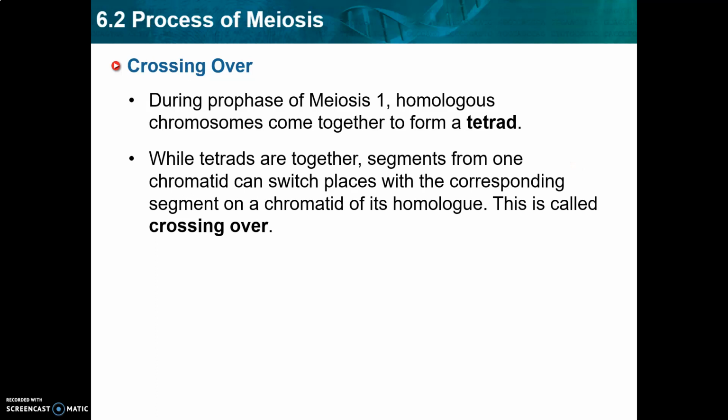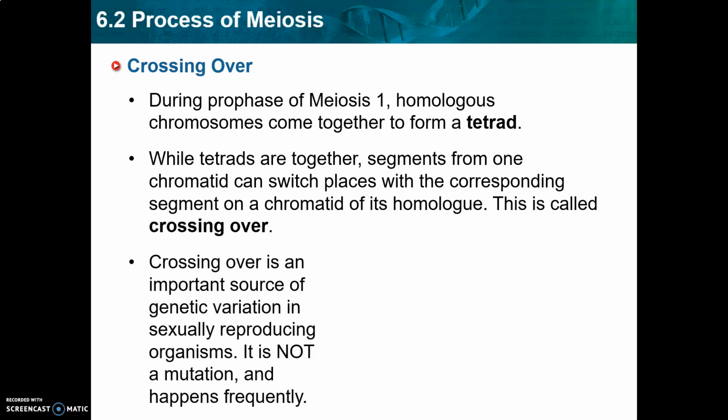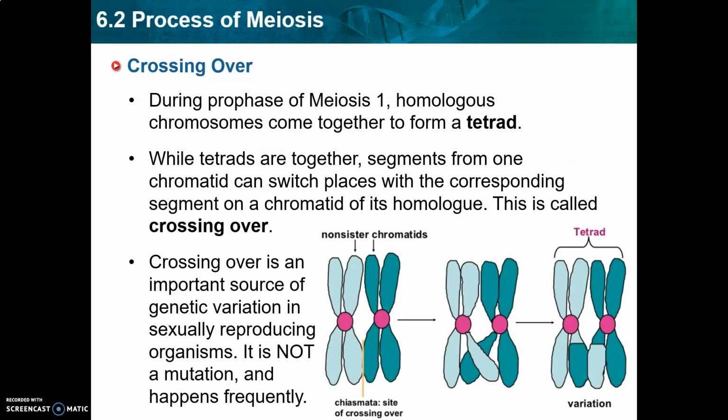When those tetrads are together, you see segments from one chromatid switching places with another chromatid. And this is what we call crossing over. This is an important source of genetic variation. It is not a mutation. It's not a mistake. It happens frequently, and it happens for a specific purpose. That purpose is to increase genetic variation.